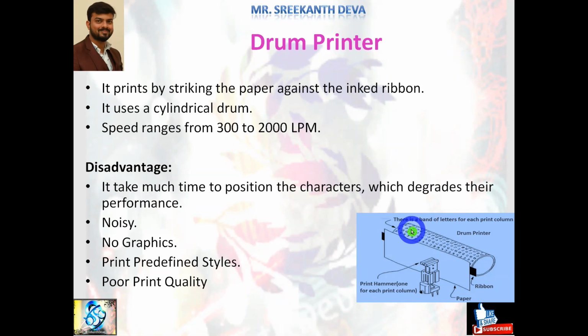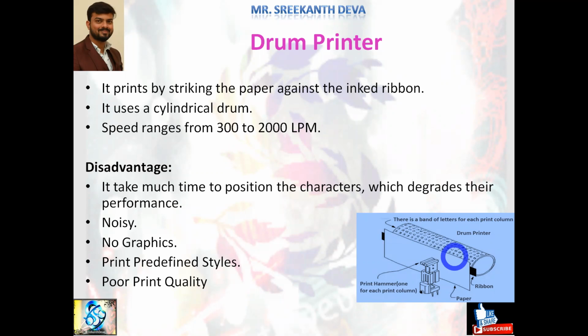There is a band of letters for each print column. A set of characters is there in the drum printer. Here the ribbon is there, this is the paper, and here is the print hammer, one for each print column. This printer uses a cylindrical drum that has different characters embedded on it. You can see different characters are already embedded.